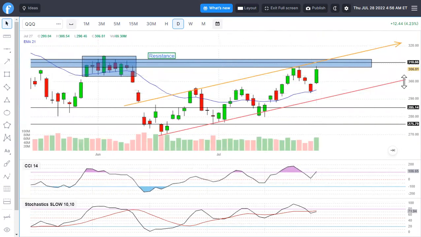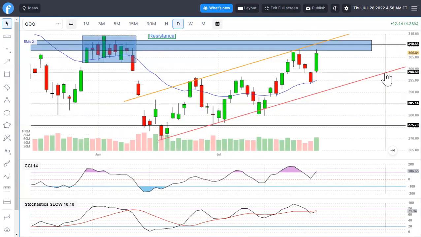And hence, I really like this particular trade. And the reason for this is because, one, the Qs are sitting at resistance. Number two, we just had reported earnings from most of the mega tech companies.